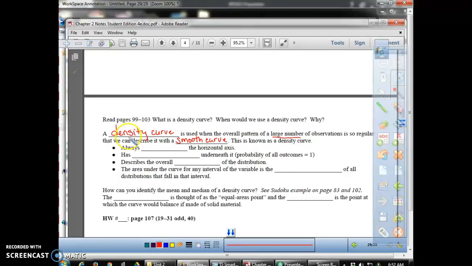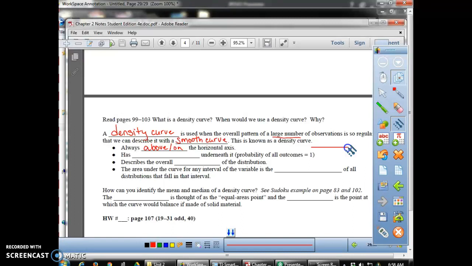So there are some features to the density curve. It's always above or on the horizontal axis. Now, it never actually touches the axis, so let me show you what I mean by that. But it will appear to be on it sometimes, but it can never go below it. So it might look something like this. And it extends on and on and on forever. So my line should also go on and on like that too. That's the way it looks. It will never go below the horizontal axis, and that's very, very important.